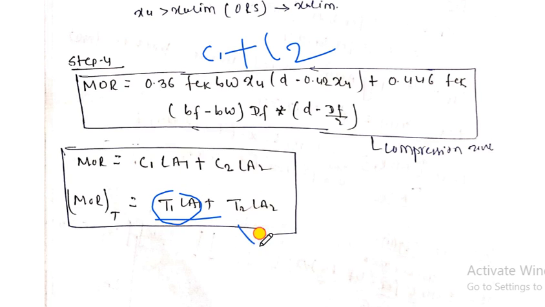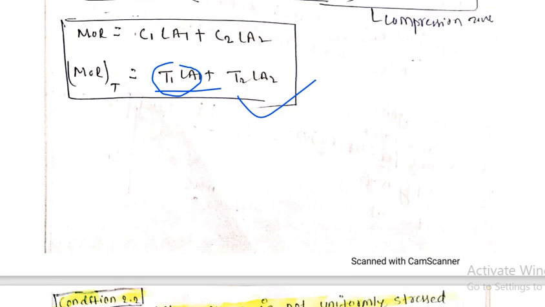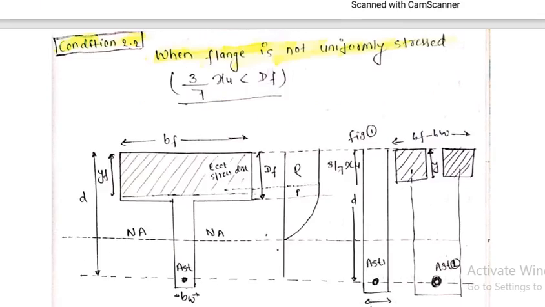So from here you can get the moment of resistance for the tension zone. In condition 2, we will see when it is not uniformly stressed. As I have told you, what do you mean by not uniformly stressed? As you can see here, stress block diagrams always start from the neutral axis, right.